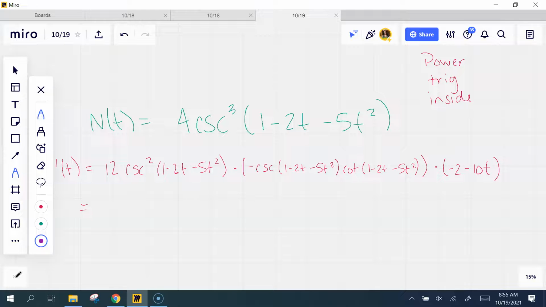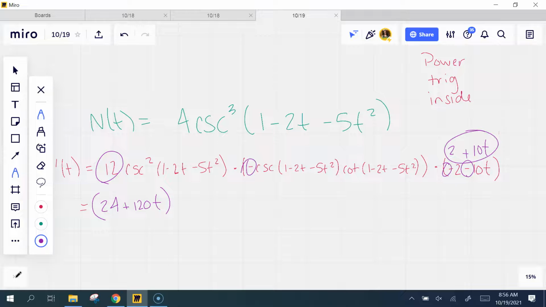All right, here's what I'm going to do, just so if you were in a multiple choice situation and needed to clean this up. I see this negative, I see this negative, and this negative. So I'm going to factor a negative out and make this 2 plus 10t. And then I'm going to multiply these two things together. So 24 plus 120t.